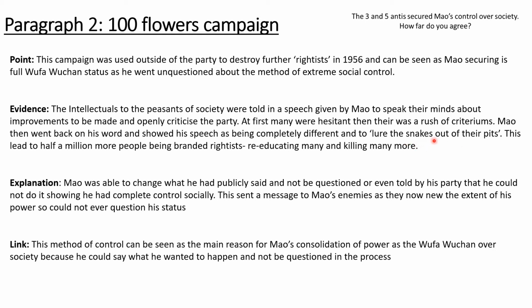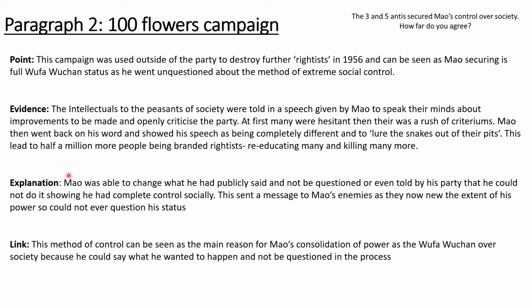So basically, those people who had criticised were then being labelled the snakes, and he was trying to get rid of those rightists. This led to 500,000 being branded as those rightists, and many being re-educated and many being executed. So obviously this is quite an extreme campaign, and this was controlling society as a whole rather than just the party. So obviously it's an outward looking policy rather than an inward looking policy.